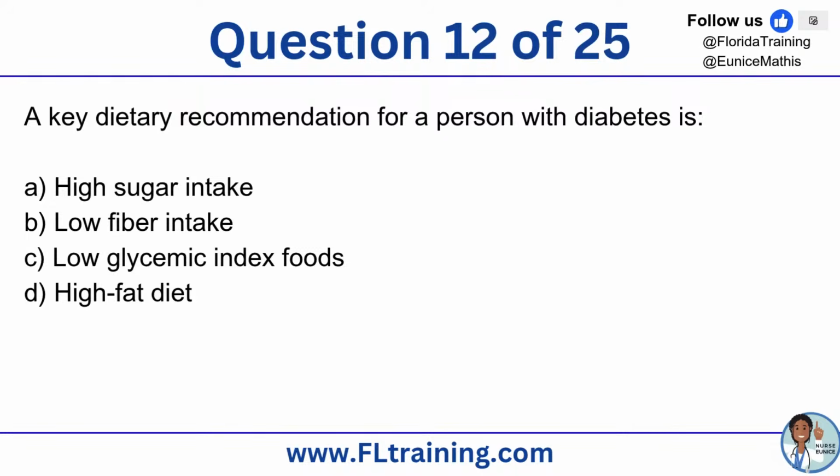Number 12, a key dietary recommendation for a person with diabetes is A, high sugar intake, B, low fiber intake, C, low glycemic index foods, or D, high fat diet.